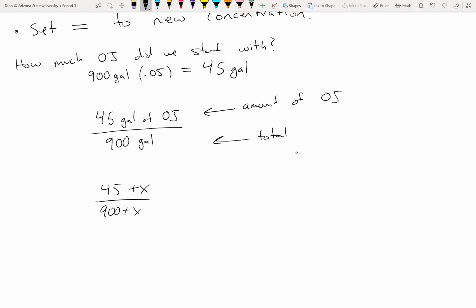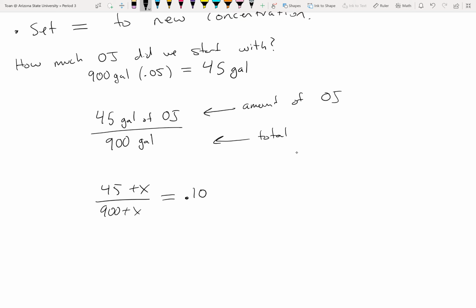What is the final concentration that we want, according to the story? We want 10%. So we just have to set it equal to 10%. Voila, there's our equation. We can solve it now. So that's how you do concentration problems, at least that's how I do them. Start with the original. Then you're going to either add or subtract depending on what the question says. And then you're going to set it equal to the concentration that you want.